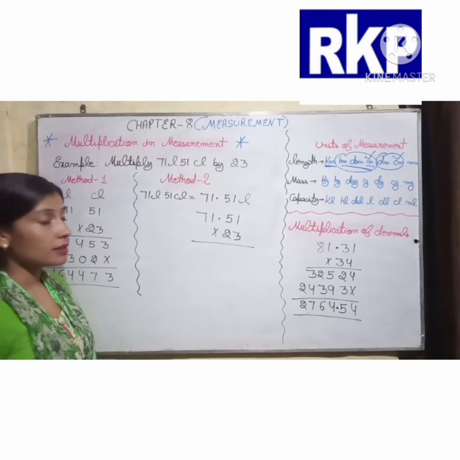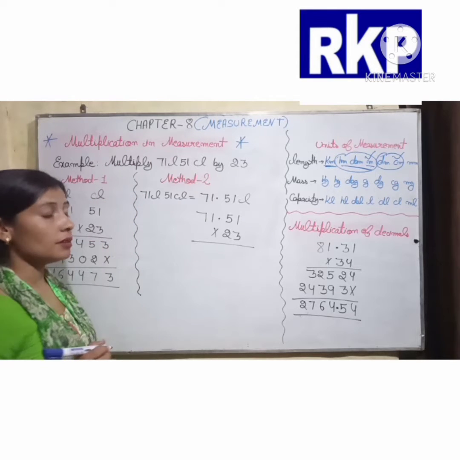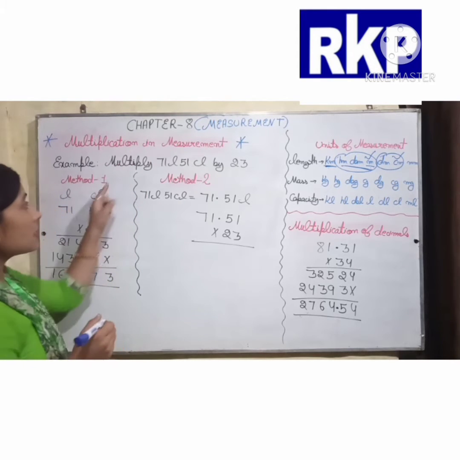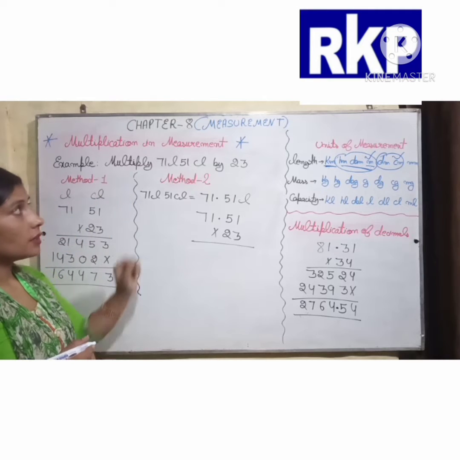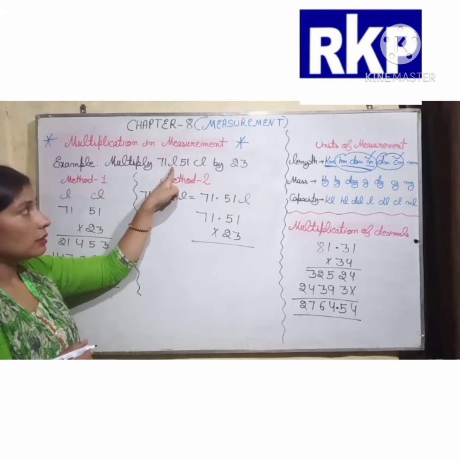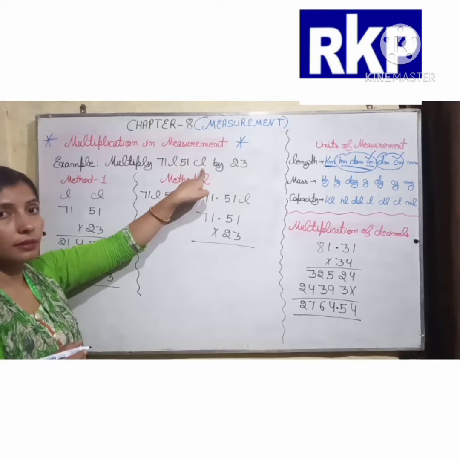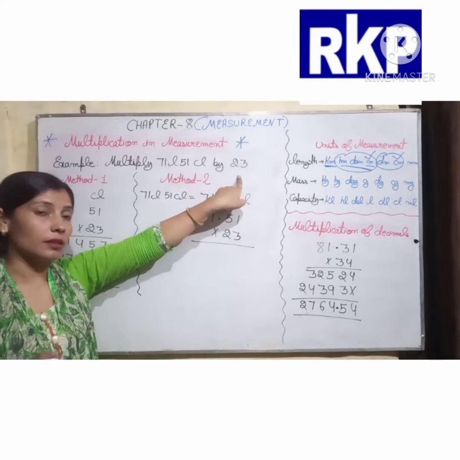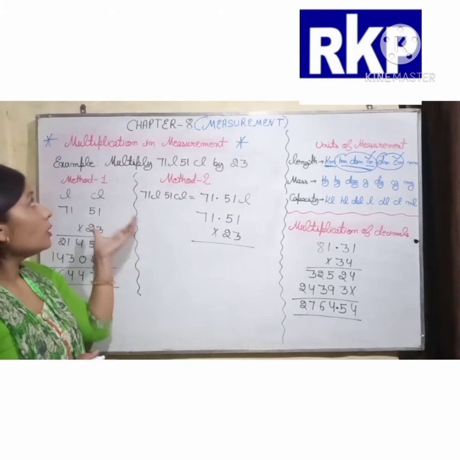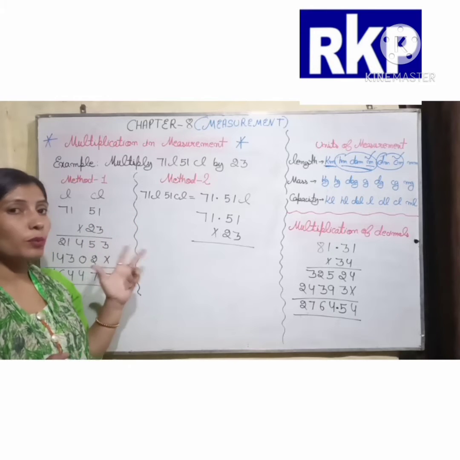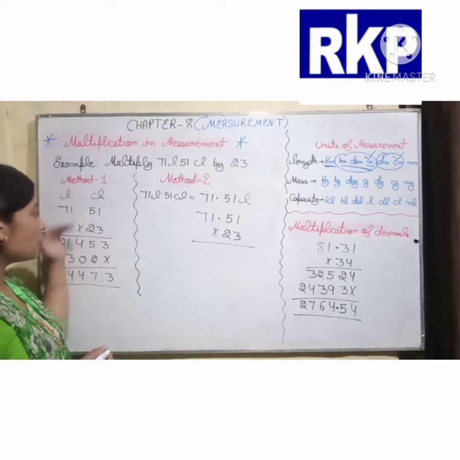Now students, let us see multiplication in measurement. Let us take one example to understand it. Here we have to multiply 71 liters 51 centiliters by 23. Here also, beta, in multiplication we have two methods. Let us see the first method.